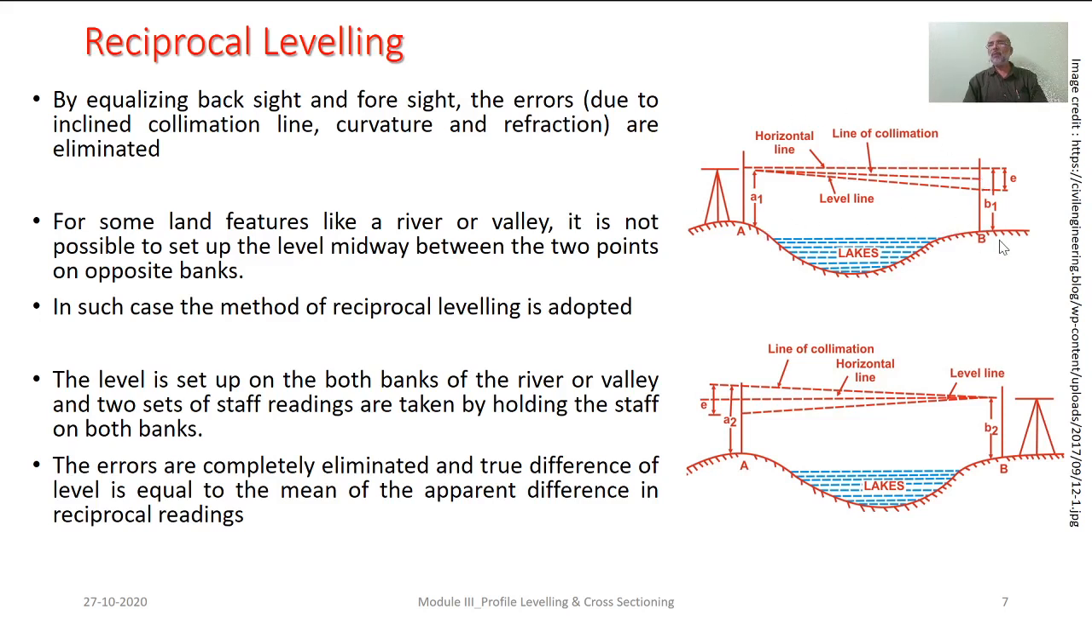Then we move to station B and we follow the same process. By making use of this particular set of readings that are obtained as A1, B1 and A2, B2, we can determine the true difference in elevation as well as the magnitude of error involved in between A and B.